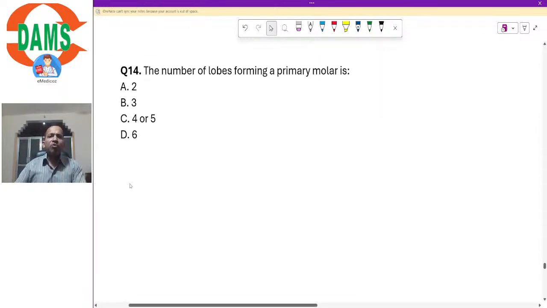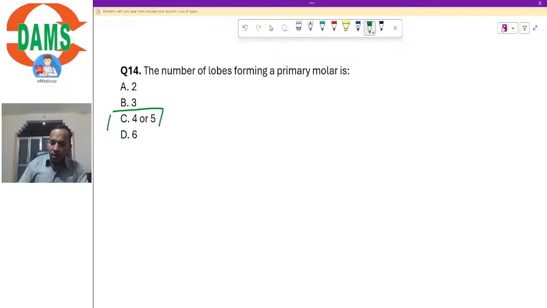The number of lobes forming a primary molar is, as we have seen in the beginning of today's session, the molars are either formed from 4 or 5 lobes. So if it's a 5-cusp molar, that is the second molar, it would be made from 5 lobes, and if it is a 4-cusp molar, that is the first molars, they would be derived from 4 lobes.